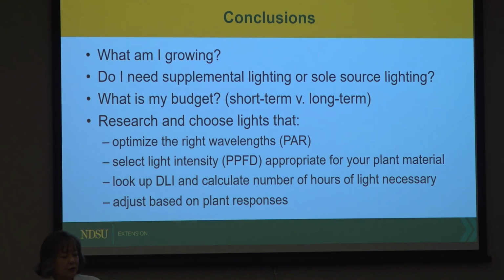And then research and choose lights using these terms. Optimize the right wavelengths. You need both red and blue and maybe a little smattering of far red. Select the light intensity that's appropriate for your plant material. And then look up the DLI and calculate the number of hours of light that are necessary, and then adjust based on how your plants are responding to the light.